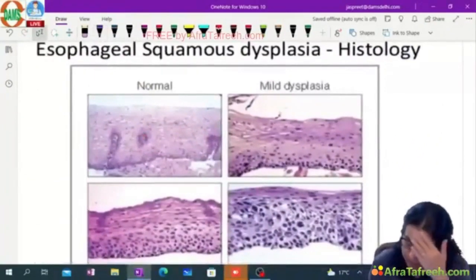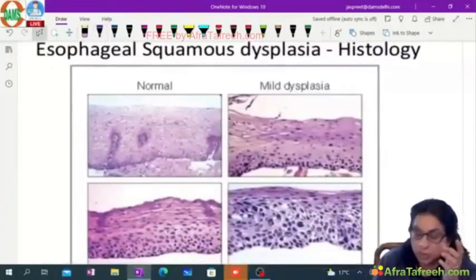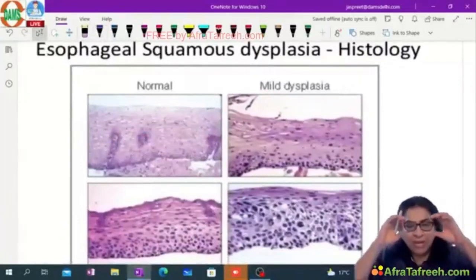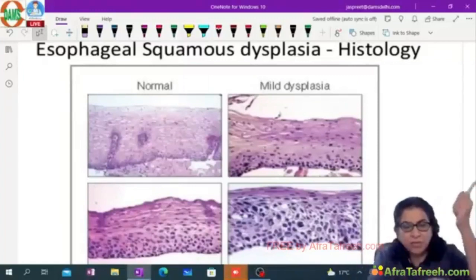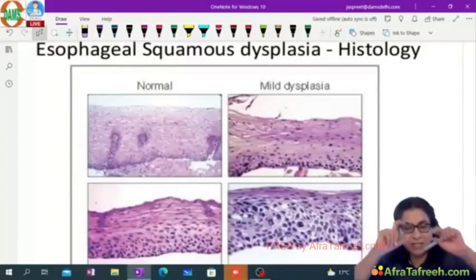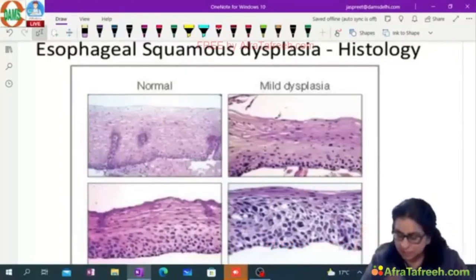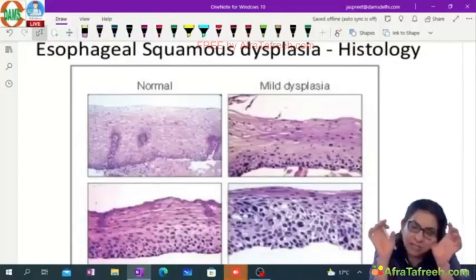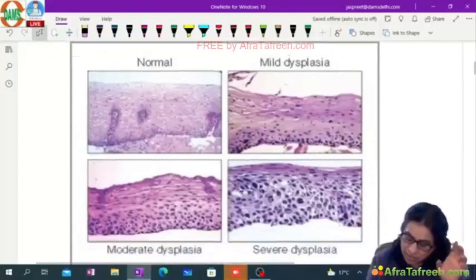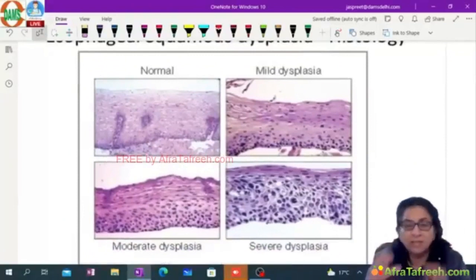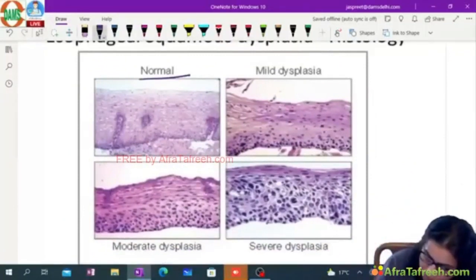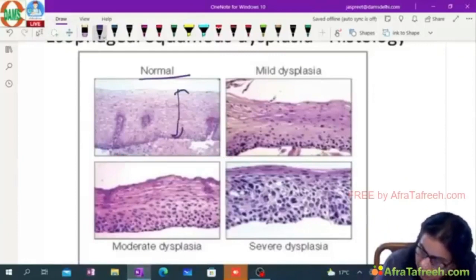In the esophagus, you can have dysplasia. I told you dysplasia can be mild, moderate and severe. In the cervix also we can have mild, moderate and severe dysplasia. Mild dysplasia is when the dysplastic cells are in the lower 1/3 of the epithelium. When the dysplastic cells occupy 2/3, that is moderate dysplasia, and severe dysplasia is when the dysplastic cells occupy more than 2/3.